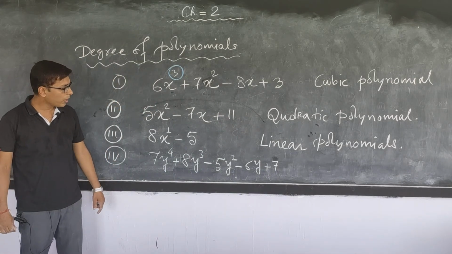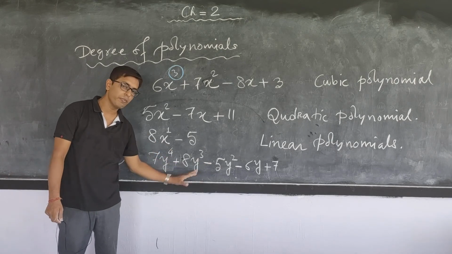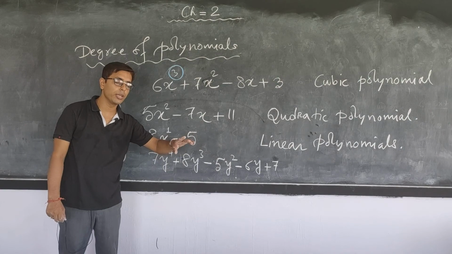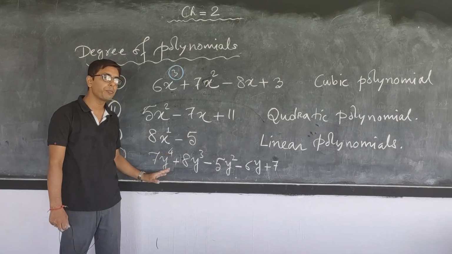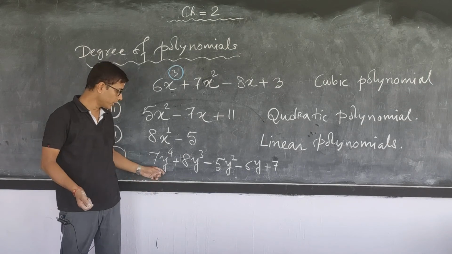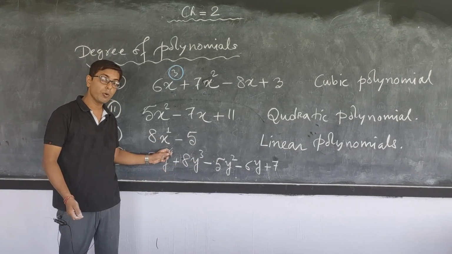Okay, so whether it is a polynomial or not? Definitely it is a polynomial. Why is it a polynomial? Because the powers on the variable are whole numbers, and it is a polynomial in one variable. Now what is the degree of the polynomial? Degree means highest power. Highest power on the variable. What is the highest power on the variable? That is 4.